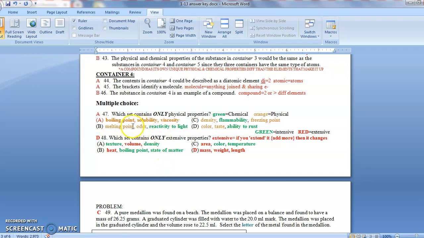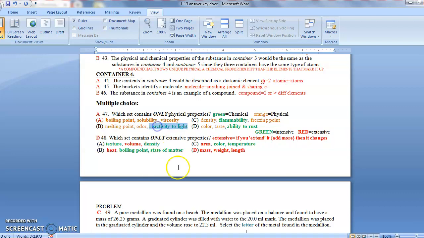Letter B, the melting point, that's physical. The temperature at which something goes from liquid to solid state. How something smells is physical. If something is giving off a smell when you put it together with something else, that could be evidence of a chemical change if that odor is being produced as the substance is chemically reacting. But the odor itself for a given compound is a physical property.